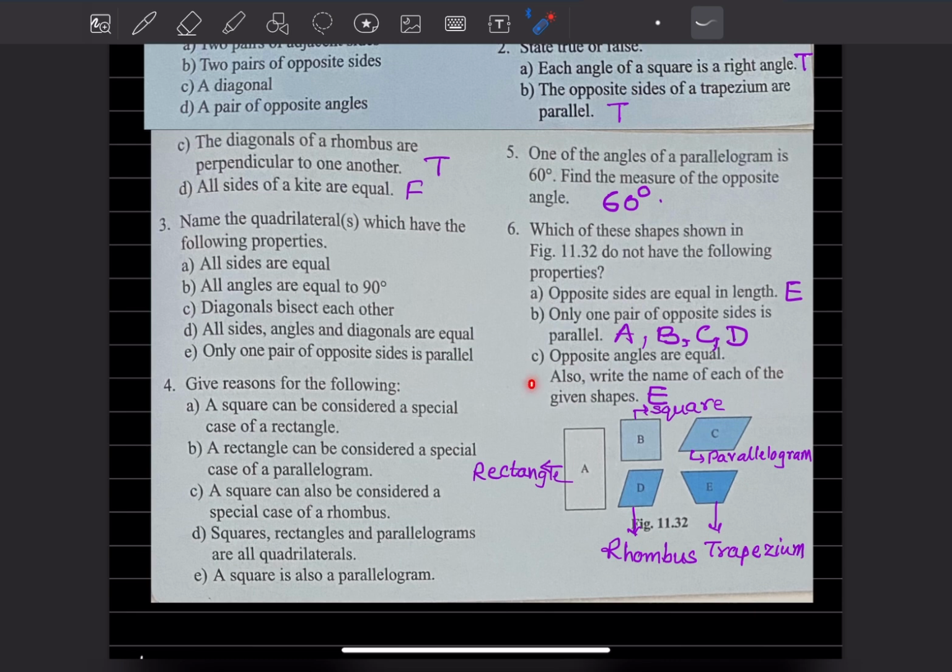Now they said also write the name of each of the given shapes. This is a rectangle. Now B is going to be a square. C is going to be a parallelogram. D is the rhombus. And these are the parallel sides, this and this one, so this is a trapezium. So with this, we have completed today's work.